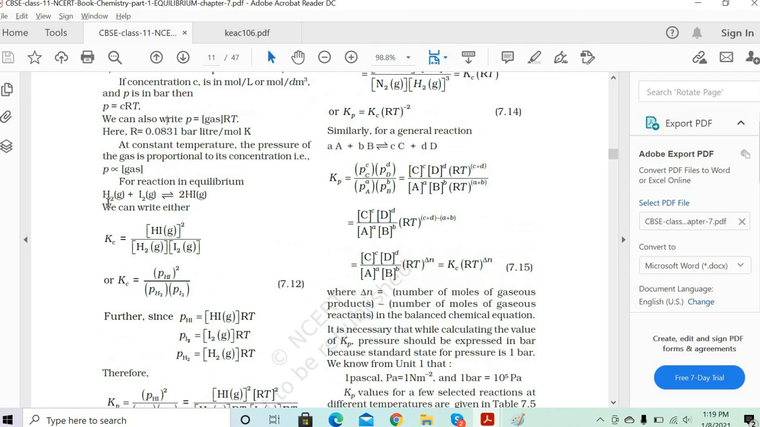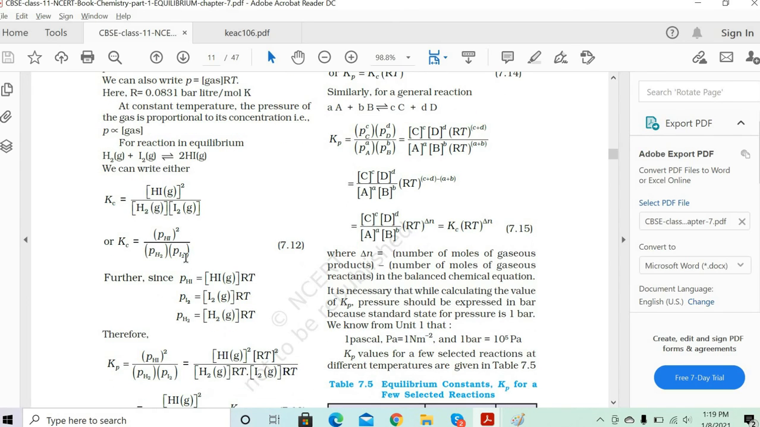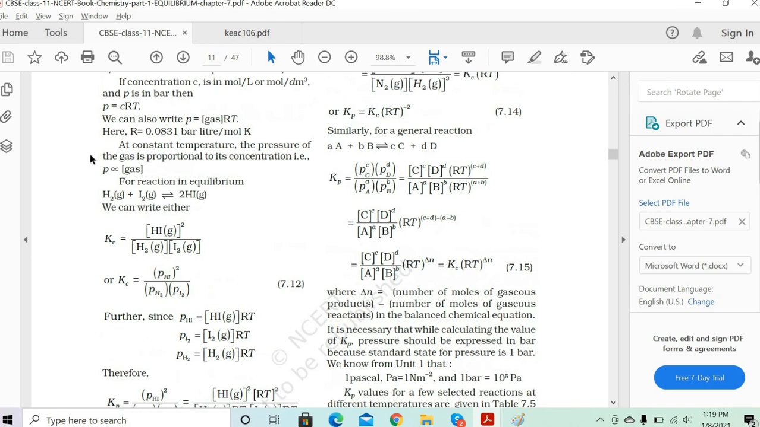Okay. Now take the example of hydrogen plus iodine gives 2HI. Now we'll write down the Kc value, and we'll express the Kc value in terms of pressure of all the reactants and the products. Because we know that at constant temperature, pressure of the gas is proportional to its concentration. So let's do this part.